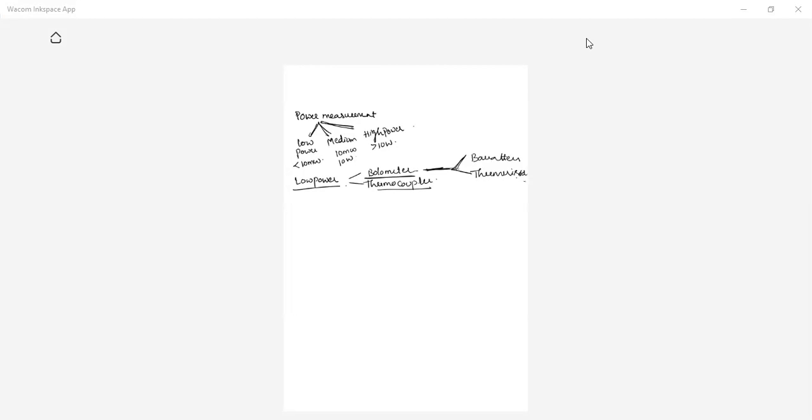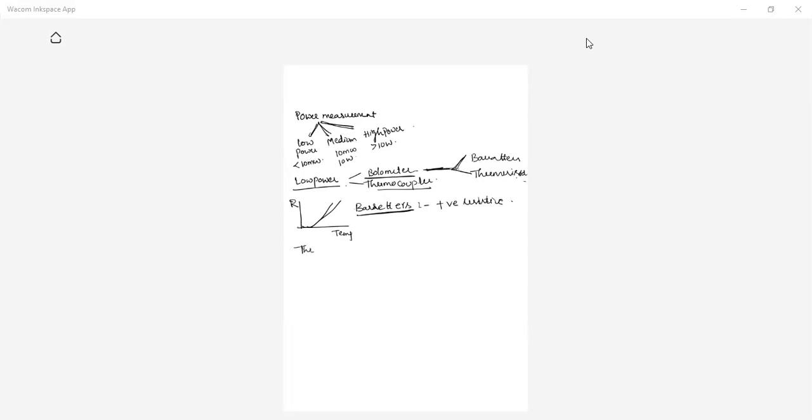What is a barretter? Barretters have a positive temperature coefficient, that is, a positive resistive coefficient. The spelling is B-A-R-R-E-T-T-E-R. What is a positive resistive coefficient? As the temperature increases, its resistance value increases.